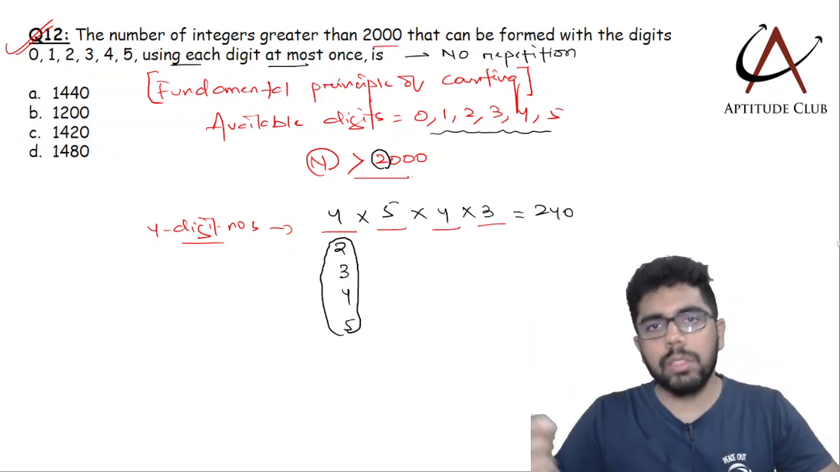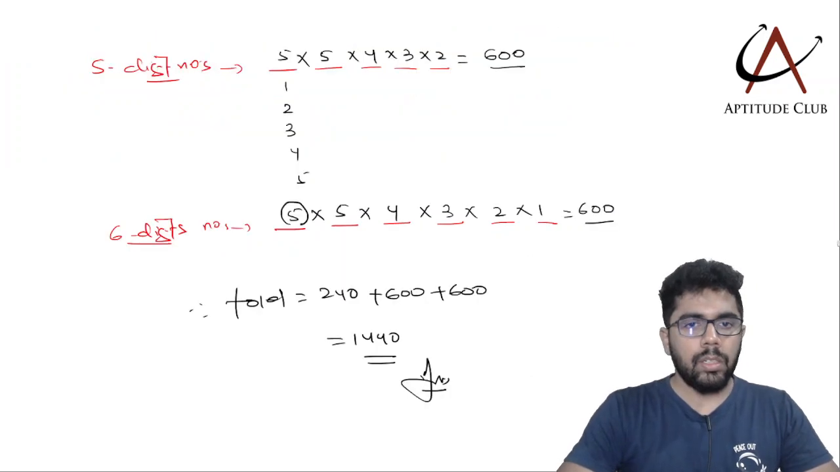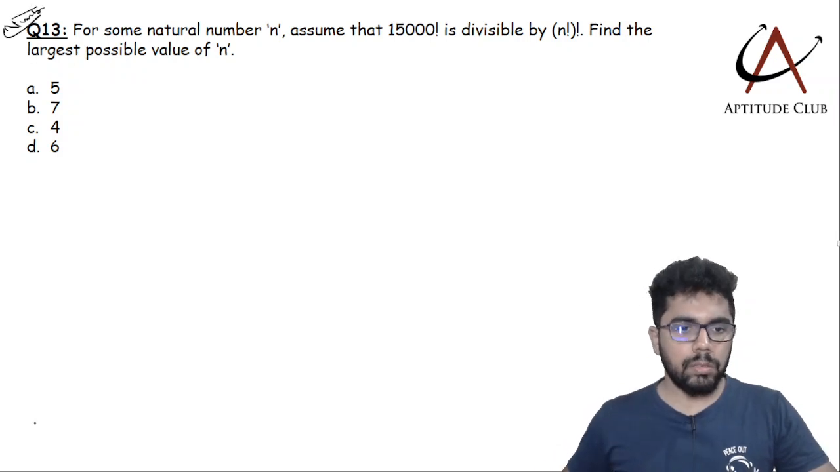How many choices per place? That is all you have to understand. All right, numbers, super easy question. Super easy.